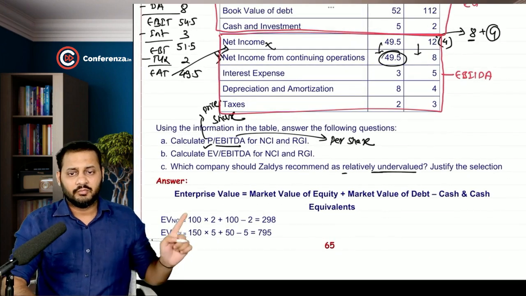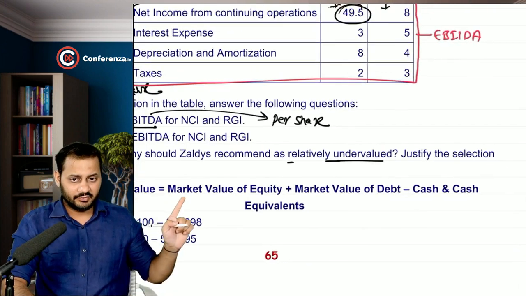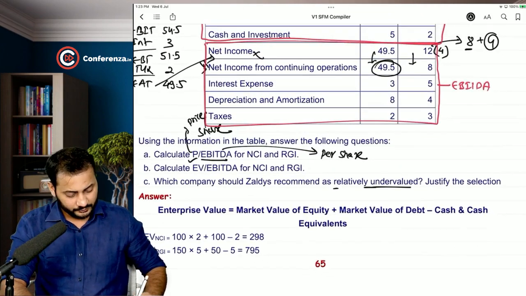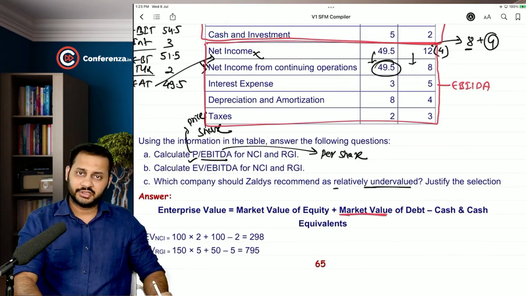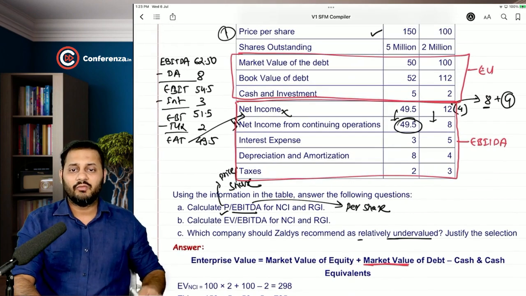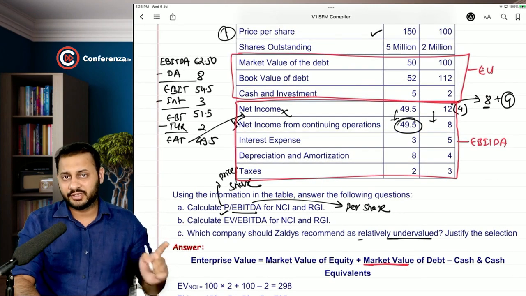See, enterprise value is nothing but market value of equity plus market value of the debt. Understand, market value of the debt should be taken, not the book value. And you will deduct cash and cash equivalent. You will get the enterprise value of both the companies. Now you have all the three figures and you can calculate the ratios.